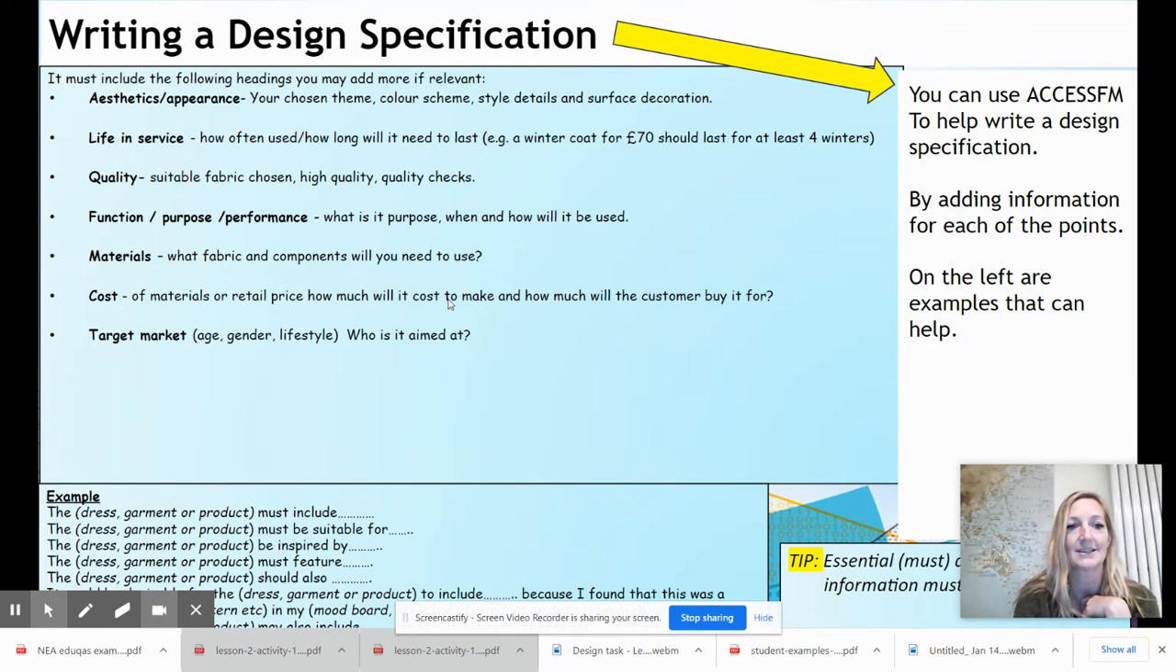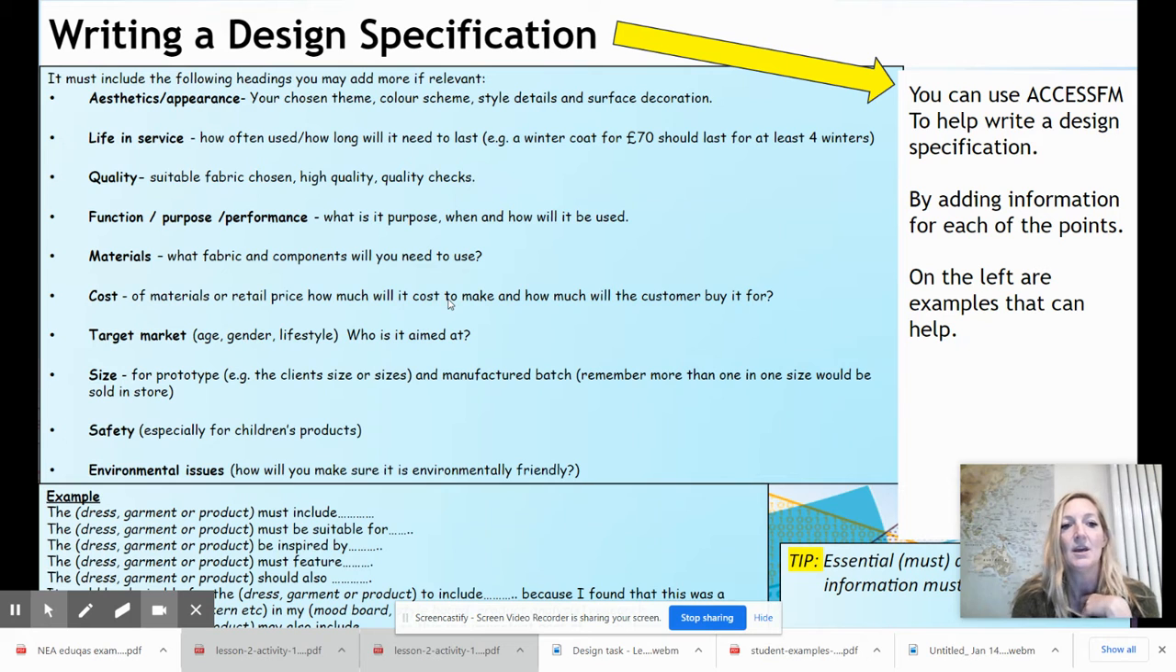So here on the next slide, to help you write a design specification, you can use ACCESS FM. I'm just going to skip through these quite quickly. ACCESS FM will structure it to make sure that you include all the information that would be needed. So if we go through the aesthetics, again, the way it looks, the life in service, the quality, function, materials, costs, target market, size, safety, and environmental issues. On that page there is some information, some sentence starters that will help you write your own specification.